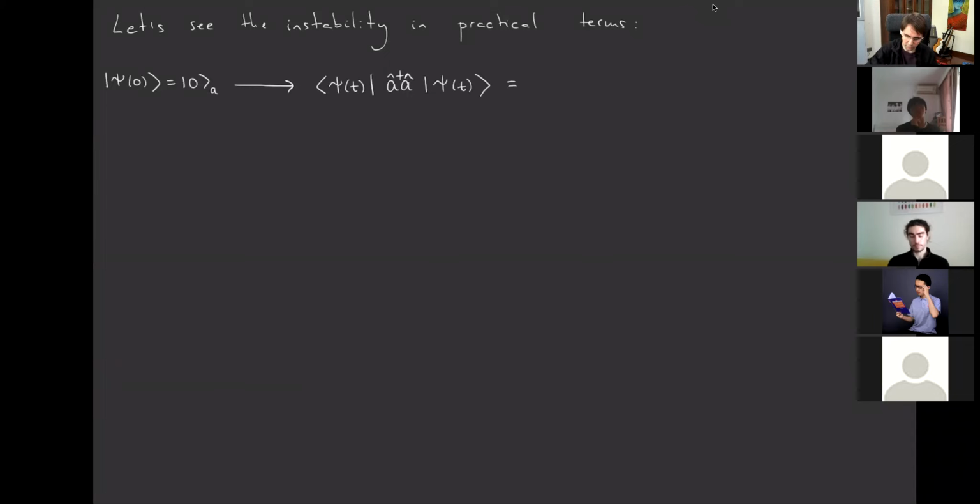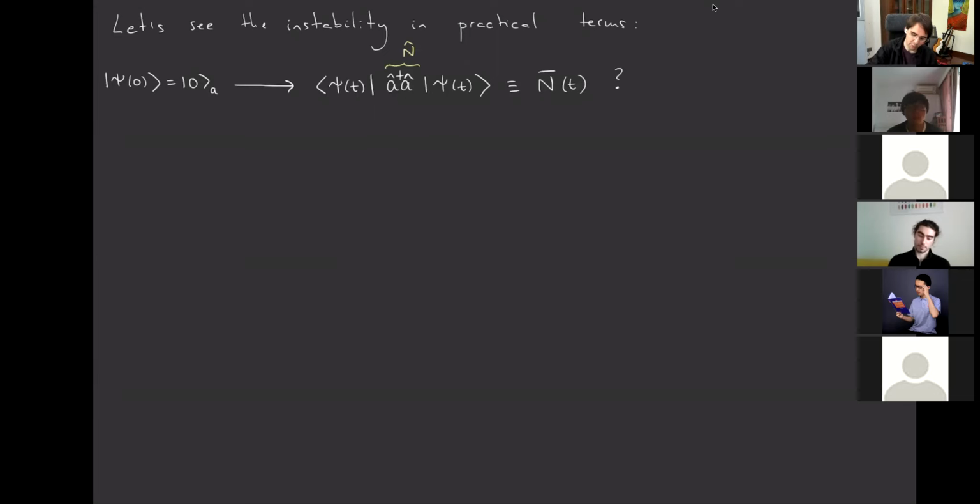So this is what we will call just the average of n as a function of time. And I remind you that this is just the number operator that we called n. So this is the question. So given the Hamiltonian, let's try to evaluate how the photon number evolves.